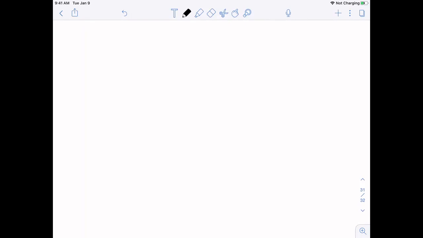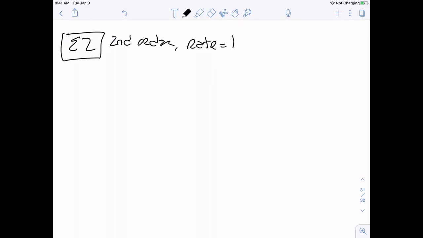Looking at conditions that would cause an elimination to proceed through an E1 versus an E2 mechanism. So let's do E2 first. Just a reminder, remember these were our second order reactions, right? Our rate law involves both the alkyl halide and that base.